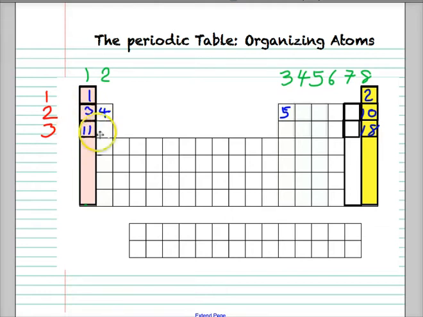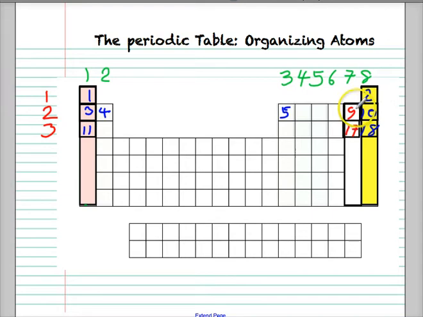This element here, element 11, has 11 protons and 11 electrons: 2 in the first orbital, 8 in the next orbital, 2 plus 8 is 10, and then 1 electron in the third orbital. Let's look at one more column. This column here, group 7, this is element 9, and this one here would be element 17.